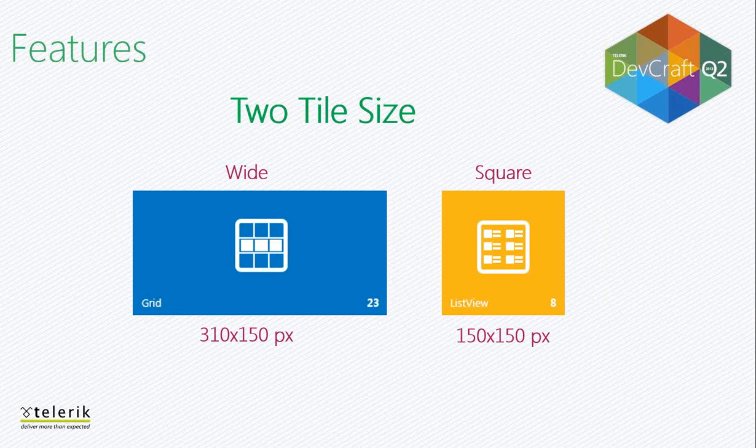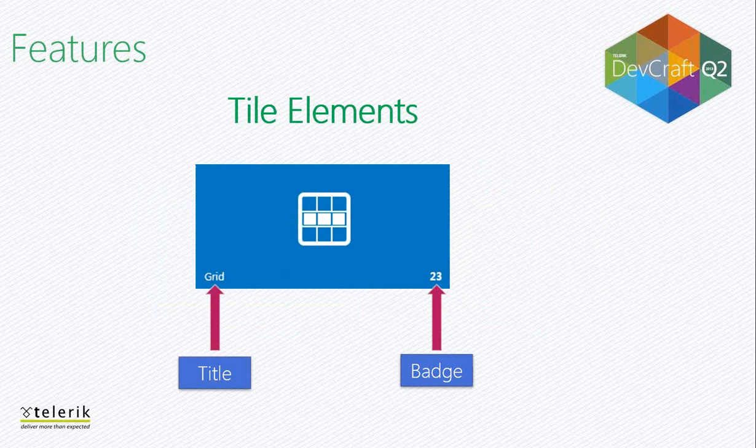So we have square and wide, and then we provide you the tile elements. If you have a tile, we provide a concept of title, and a concept of badge. So you can create a title for the tile, and you can create a badge for the tile. Badge is normally just a counter, like number of mails, or in this case the grid example contains 23 demos or something like that. So this is known as a tile element.